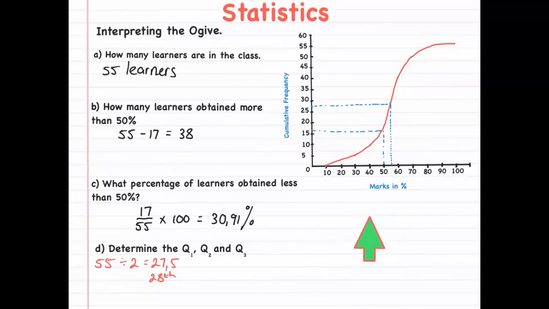You can use your ruler once you draw this, but it looks like 55%. So the median is 55%. So I can say here that Q2 is equal to 55%. Got it? Now, how about Q1?